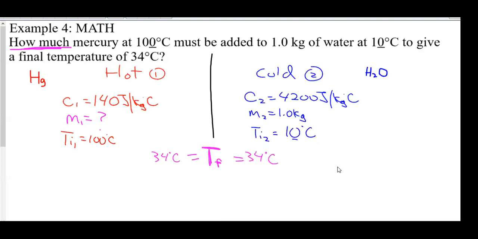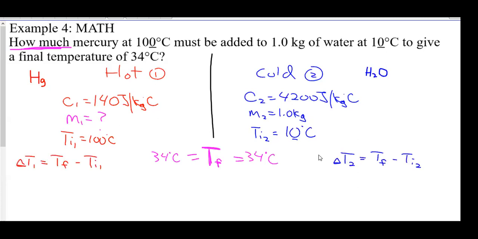And when it comes to thermal equilibrium, whenever you have a thermal equilibrium problem, that basically means your final temperature for both substances should be the same. So it should be the same parameter on both the hot and the cold. In this case, it says in the question to give a final temperature of 34 degrees Celsius. That means the final temperature for the mercury when the water has been added should be 34 degrees. The final temperature of the cold water when the mercury is added should be 34 degrees. They come down to the same overall final temperature because there was an energy exchange. The hot thing gets cold, the cold thing gets hot.